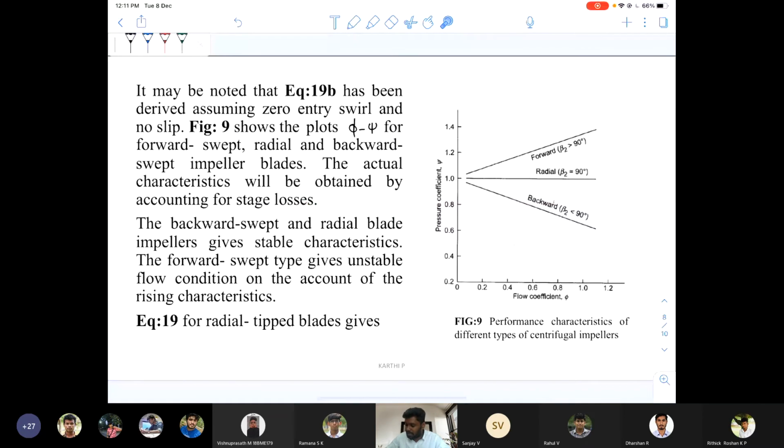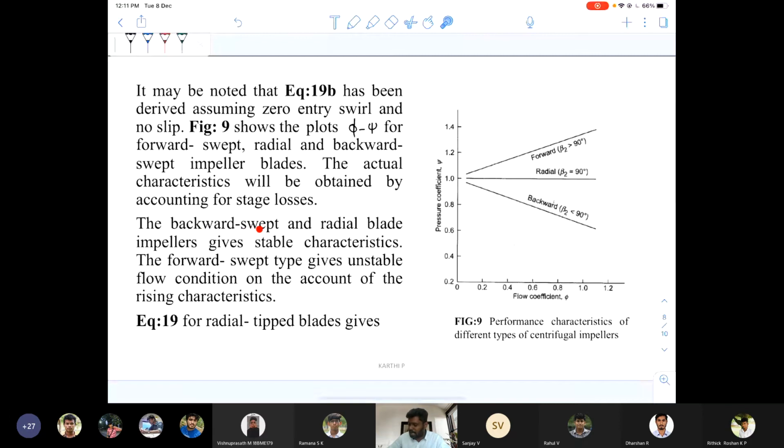That is, figure 9 shows the plot of flow coefficient and the pressure coefficient for forward swept, radial and backward swept impeller blades. This is the radial blade, this is the forward swept blade, and this is the backward swept blade, and this diagram shows the plot of pressure coefficient and the flow coefficient of these corresponding blades. The actual characteristics will be obtained by accounting for the stage loss.